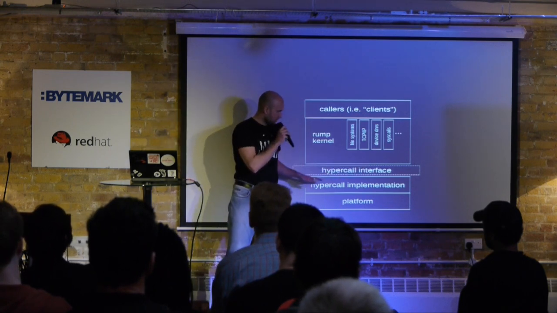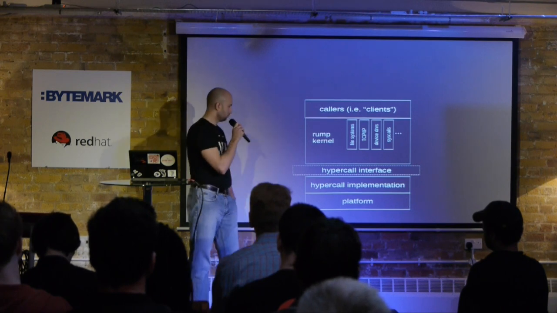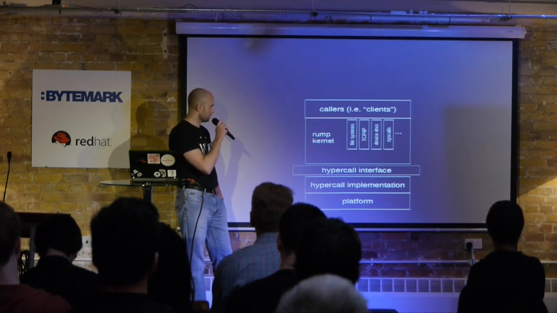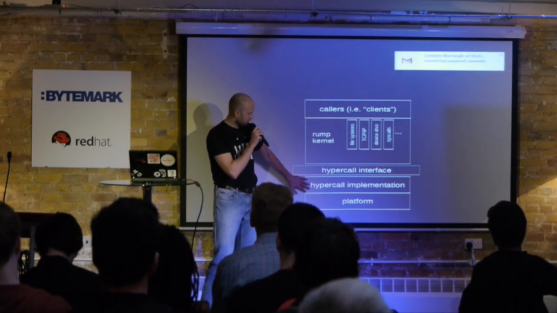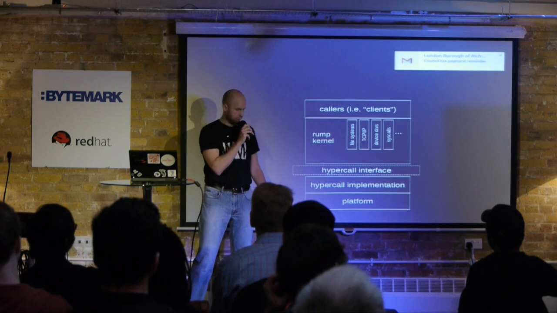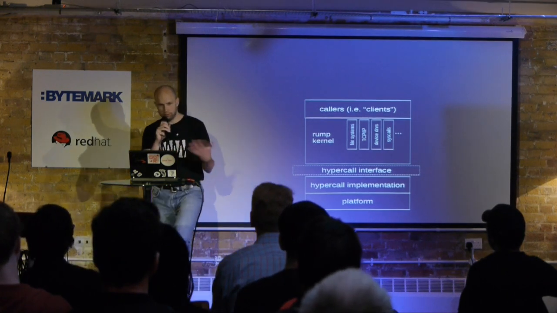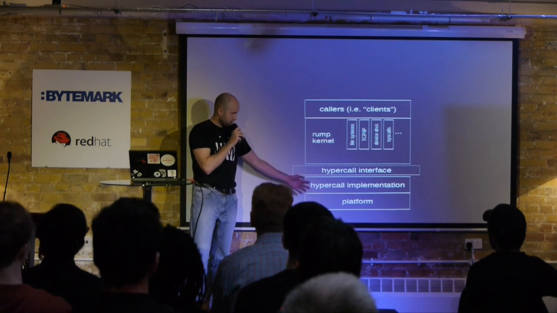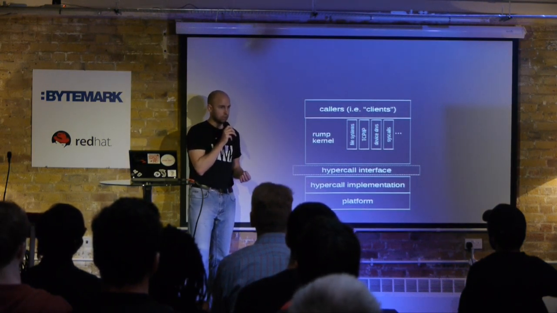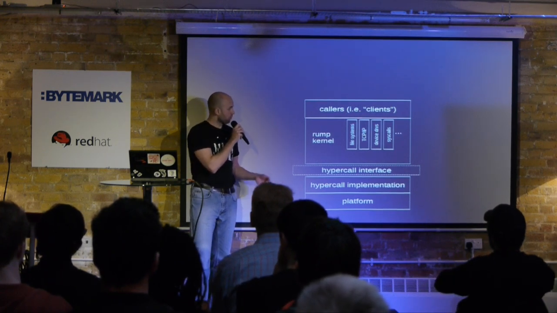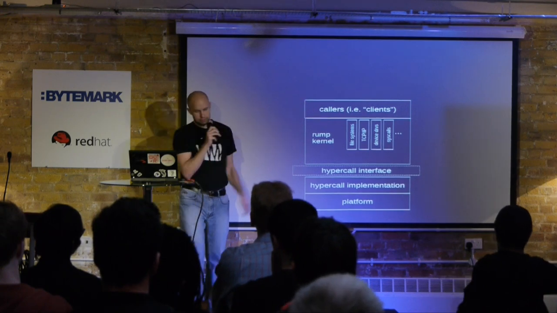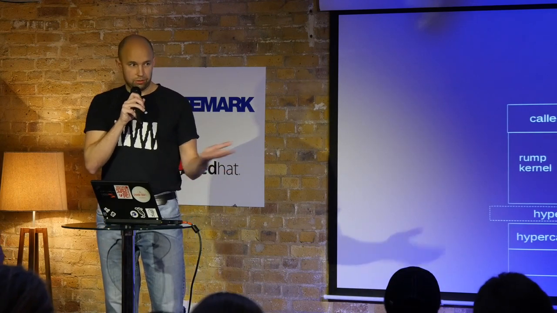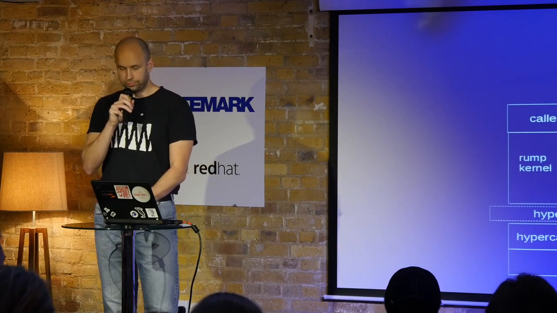The rump kernel runs on top of a high-level hypercall interface, which is pretty much the simplest interface we figured out on top of which you can run drivers. This hypercall interface is implemented for each platform separately. Each platform can be, for example, user space or bare metal or a cloud hypervisor. The implementation of this interface is usually in the order of 1,000 lines of code, so it's fairly simple. And on top of the stack, we have the callers, which actually use the drivers. For example, applications, or if you're building a microkernel, they can be the servers and so forth.